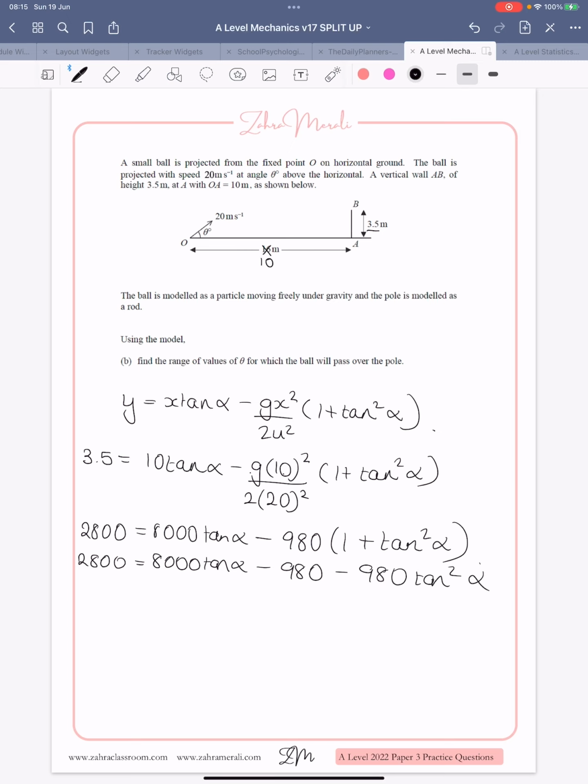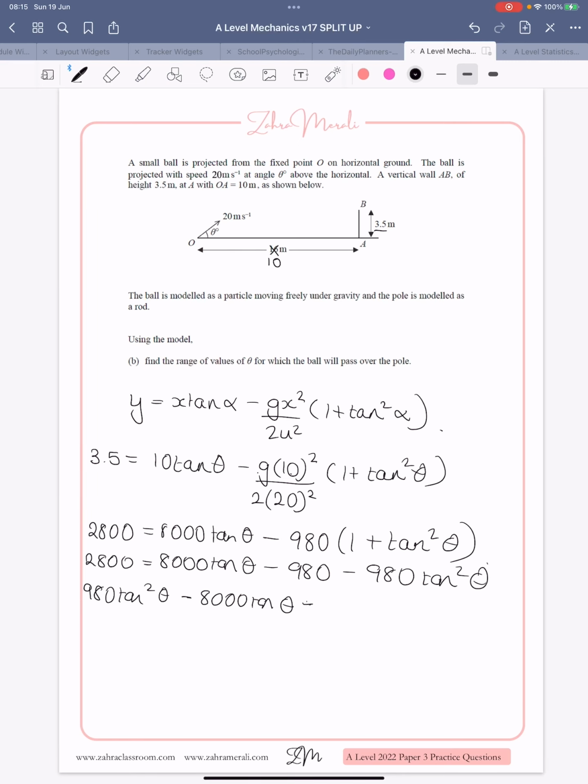And now when I should be using theta, I've used alpha everywhere. So, like I said, I don't think it'll matter too much in the exam, but you're going to do this a bit more carefully and slowly than I am. Okay, so let's rearrange that. We've got 980 tan squared theta minus 8000 tan theta, and then we've got 2800 plus 980, so plus 3780 equals 0.